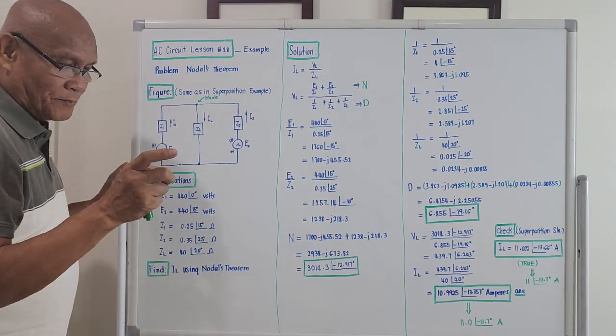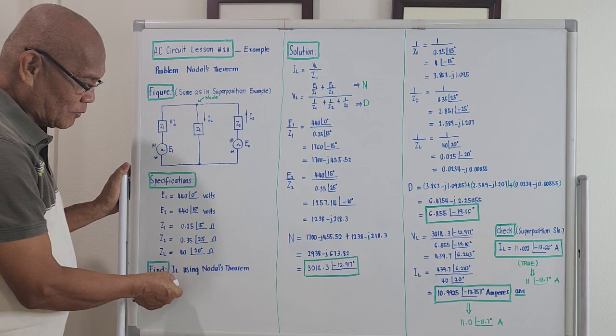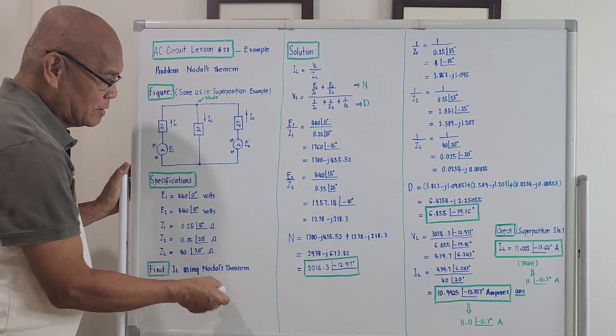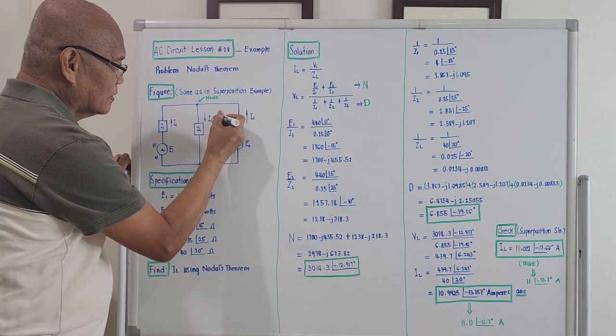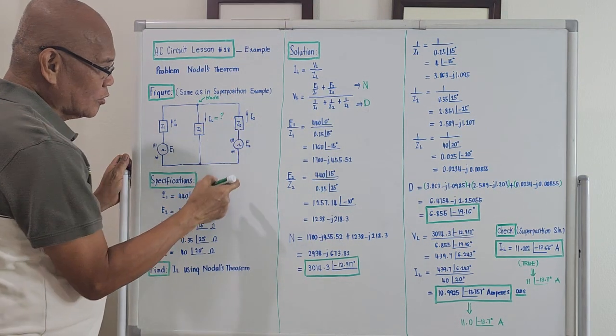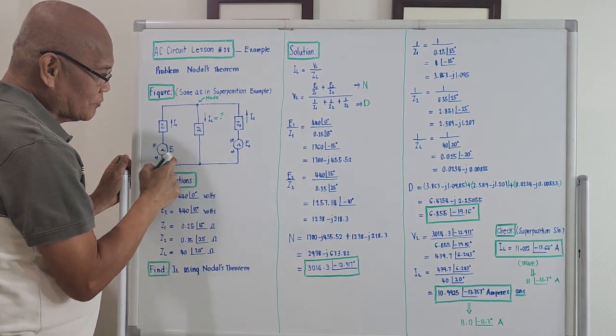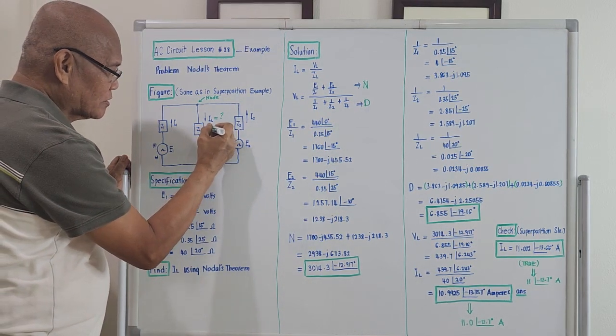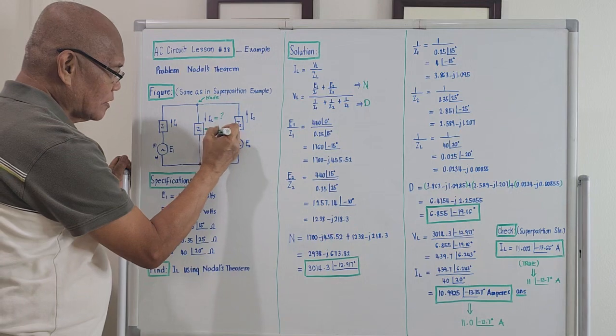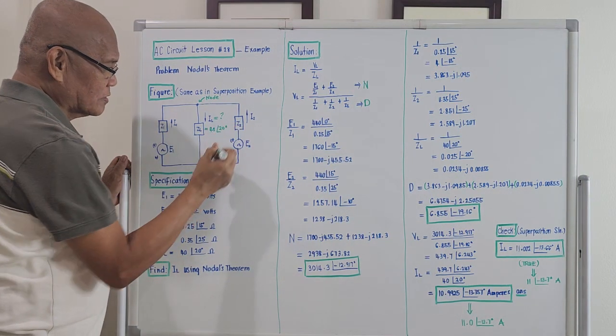Okay, the problem is asking, find I sub L using Nodal's theorem. The problem is asking what will be the value of the current drawn from these voltage sources number 1 and number 2, if the value of Z sub L here is 40 ohms, angle 20 degrees.